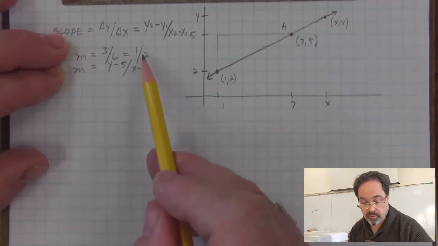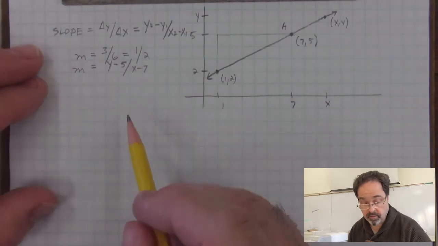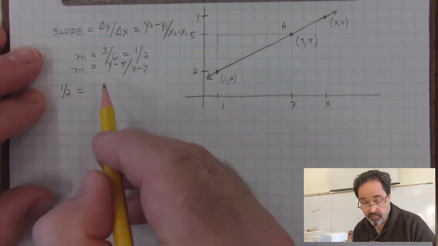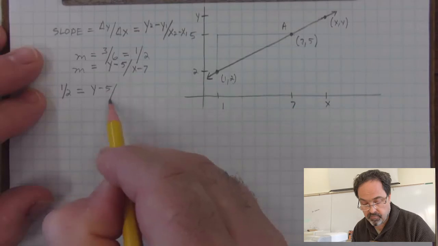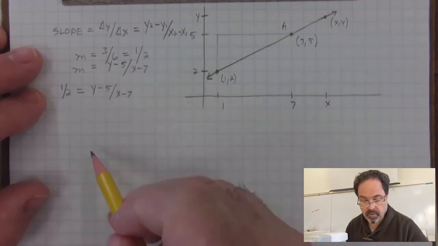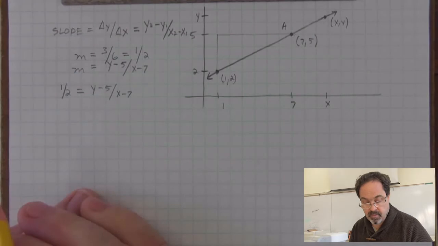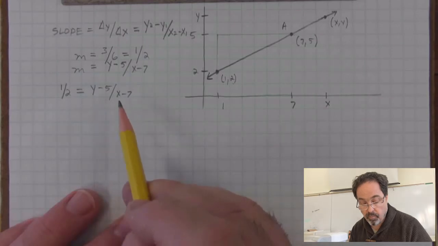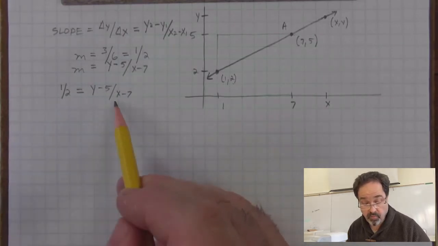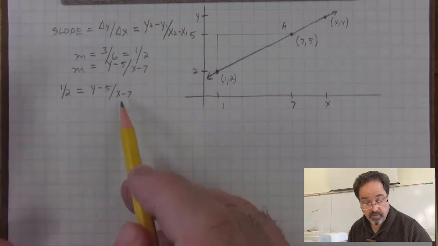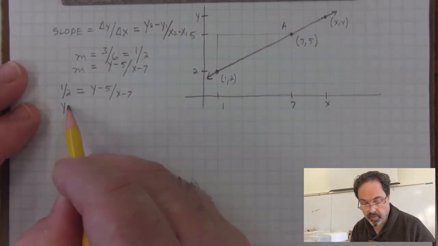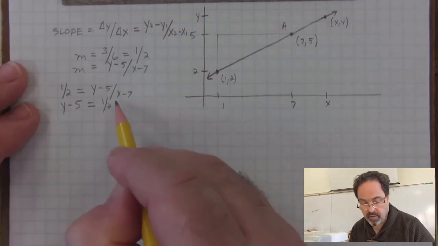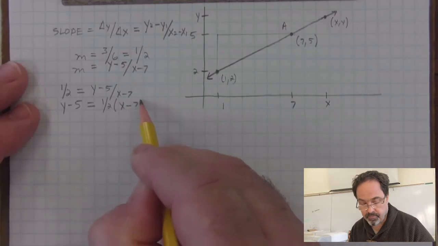And since these 2 calculations are both the slope of the same line, we could set one equal to each other and say that 1/2 is equal to y minus 5 divided by x minus 7. To help clean this up, I could solve it for y minus 5 by multiplying both sides by x minus 7. When I do, I can show the y minus 5 on the left by itself is equal to the other side, 1/2 now times x minus 7.